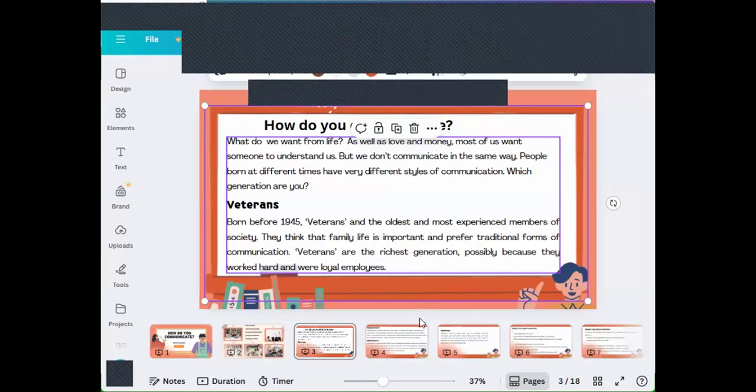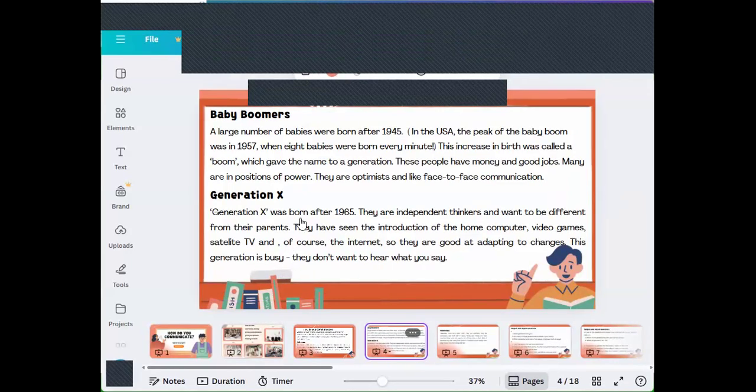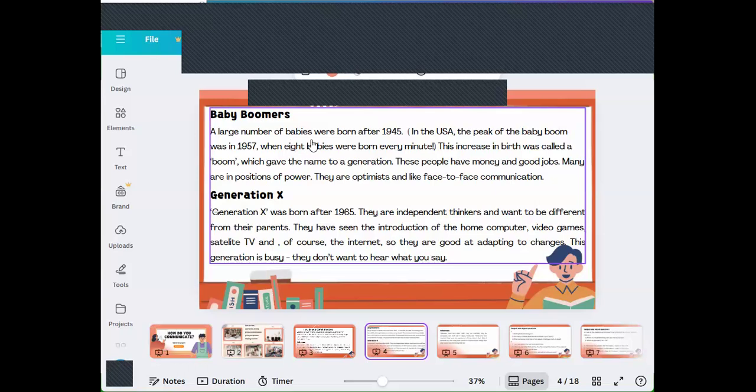All right, so we will move to the next generation. Okay, here, the next generation is baby boomers. Maybe some of you already know, but for some of you this will be new information. Baby boomers are the large number of babies who were born after 1945.